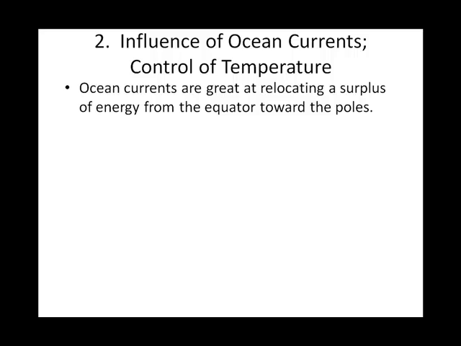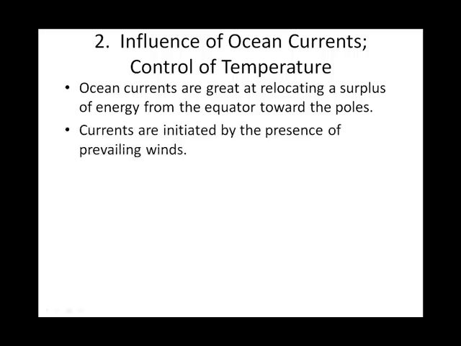this idea that there are big circulations made up of several currents that ultimately transport energy, a surplus of energy that's at the equator, towards the poles. And in doing so, some of these ocean currents are warm and some tend to be cool. Now, what creates these ocean currents, we'll talk more about that later, but actually it's the prevailing wind that creates these ocean currents.